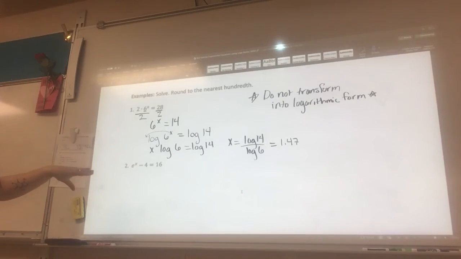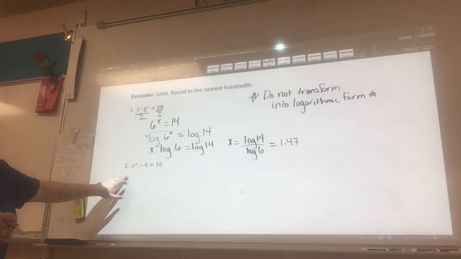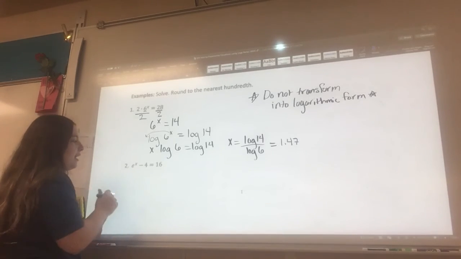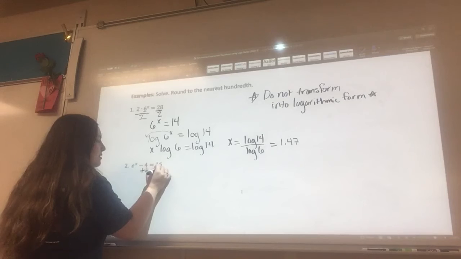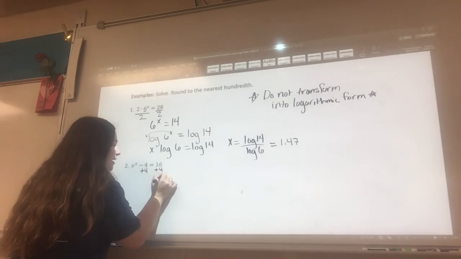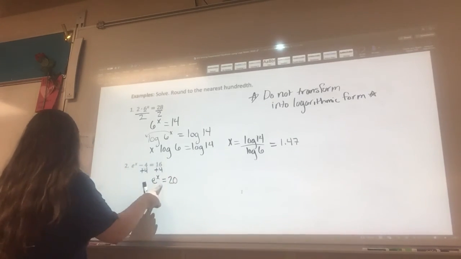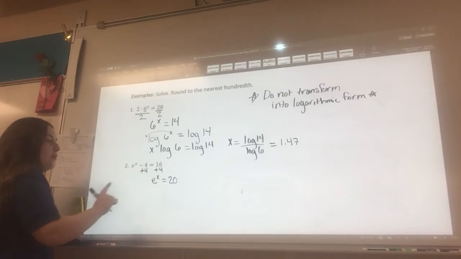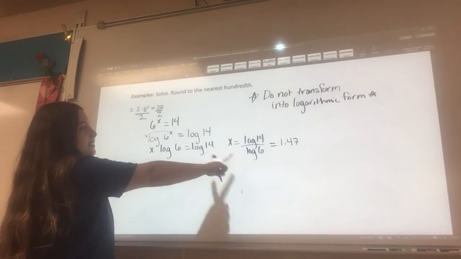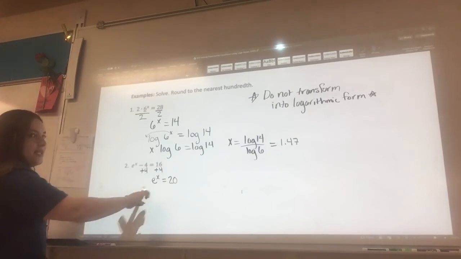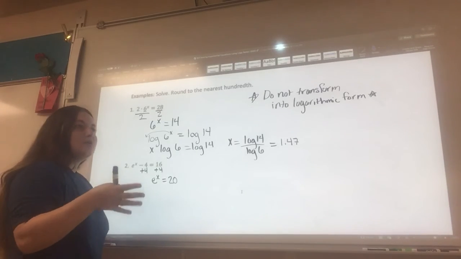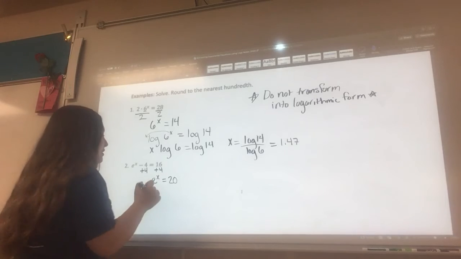Okay. So, number 2, we have e^(x-4) equals 16. So our first thing is we need to isolate the variable. So we're going to isolate by adding 4 to both sides. We're going to get e^x equals 20. Well, we have isolated the variable, and our base here is e. So this is where, see how I did log up here because it's just easier to deal with? Well, this is e. What cancels out e? Natural log. So we're going to take the natural log to both sides.